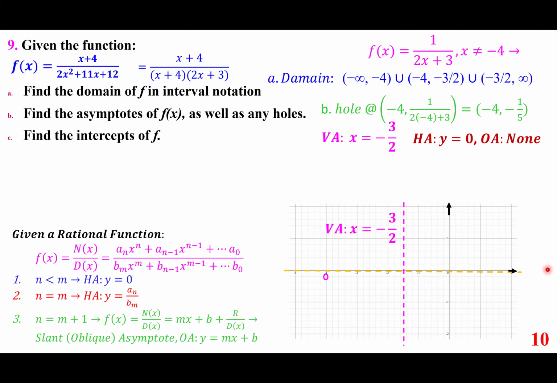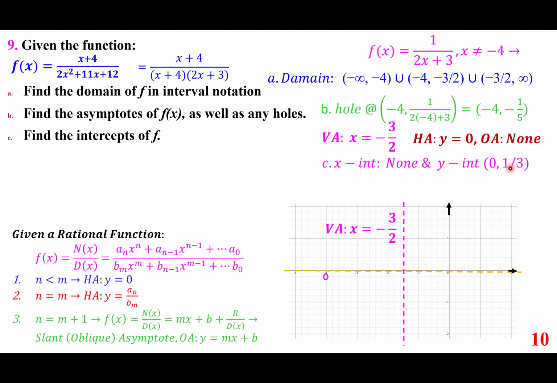Find the intercepts. That means set x equal to 0, find y, set y equal to 0, find x. Okay. So if we set x equal to 0, we get 1/3, so 0, 1/3. If we set y equal to 0, a fraction is 0 when the top is 0. The top is a number. Doesn't matter, positive, negative, or large or small. There is no x-intercept. So x-intercept none, y-intercept 0, 1/3.